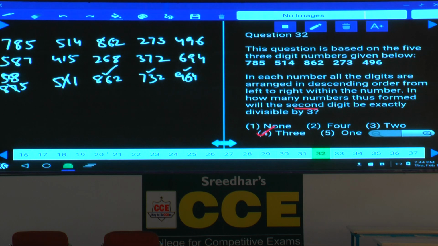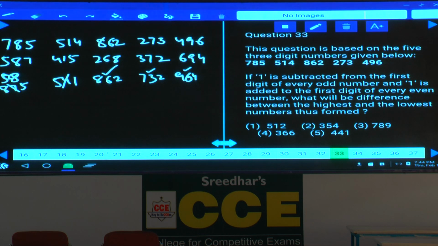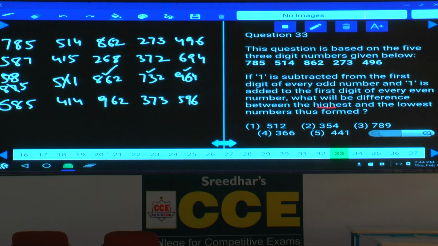Clear now? Then question number 33. If 1 is subtracted from the first digit of every odd number and 1 is added to the first digit of every even number. 1 is subtracted from the first digit means 785 will be 685. Now 514 will be 414 and this 862 means 1 is added to the first digit of every even number. This will be 962 and 373 and 596. These are the numbers. Then what will be the difference between the highest and the lowest numbers thus formed?